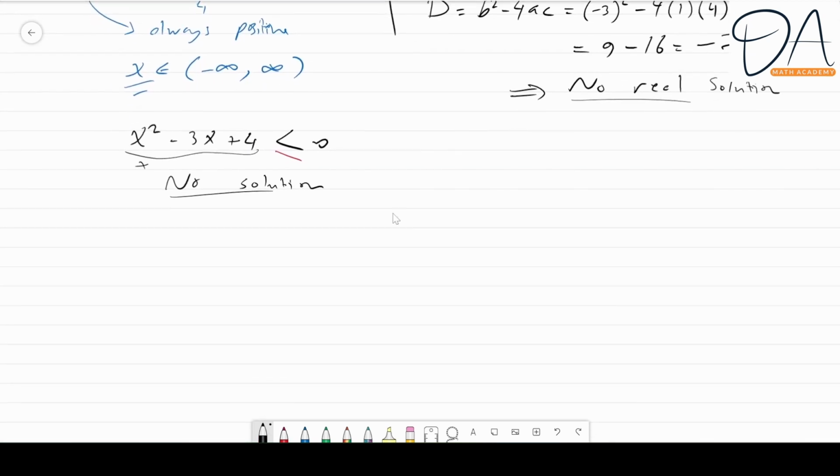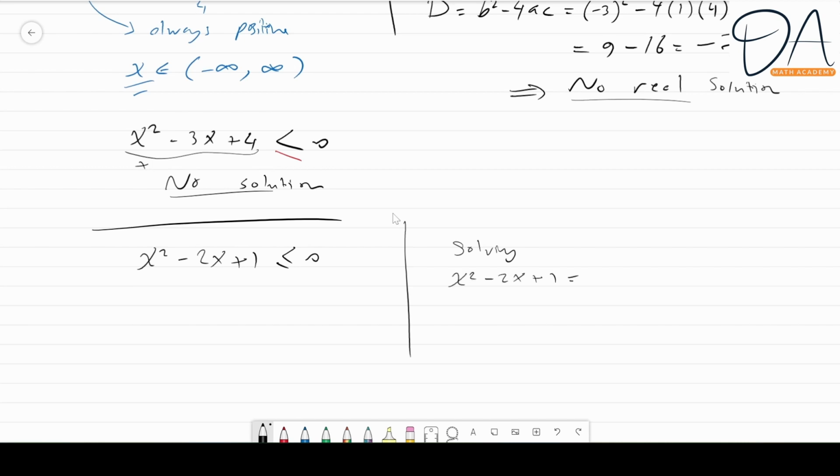So let's look at another one. Again, we start by solving the equivalent quadratic equation, which is x squared minus 2x plus 1 equals 0. Again, let me check how many roots we will have. So b squared minus 4ac, and b in this case is minus 2, squared, minus 4, a is 1 and c is 1. So this gives us 0. 0 means we have only one root.